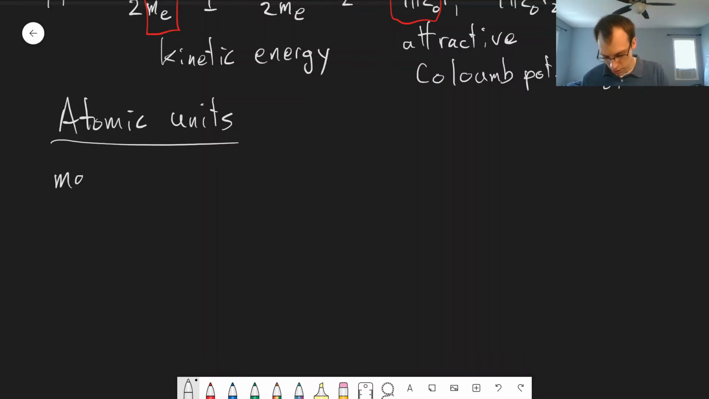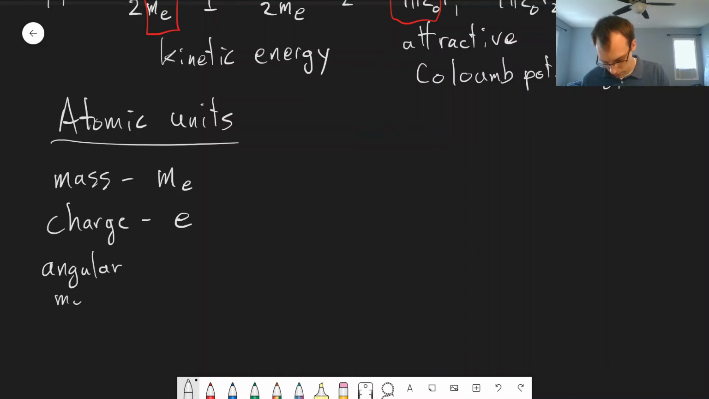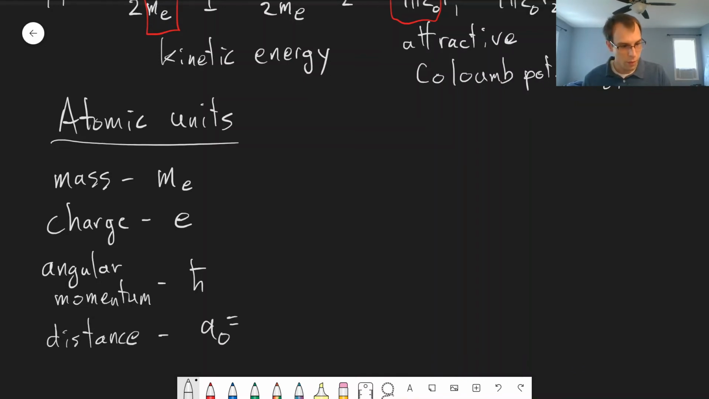So for example, the atomic unit for mass is the mass of the electron. The atomic unit for charge is the charge on an electron. The atomic unit for angular momentum is equal to h bar. And the atomic unit for distance is the Bohr radius, which, just as a reminder, is 4 pi epsilon naught h bar squared over, there's no 2 there, over mass of the electron times the charge of the electron squared.